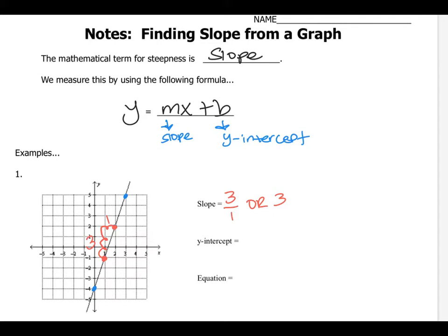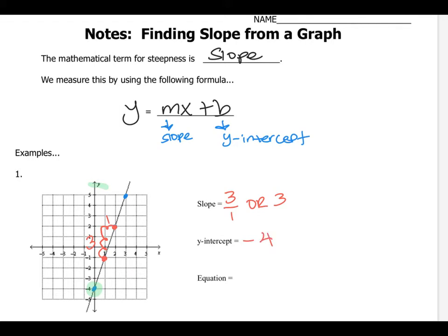The y-intercept is where your graph crosses on the y-axis. So remember that the y-axis is the vertical axis. This is your y-axis. So I'm looking for where the graph crosses on the y, and the graph crosses at this point here. So the y-intercept of the graph would be -4.